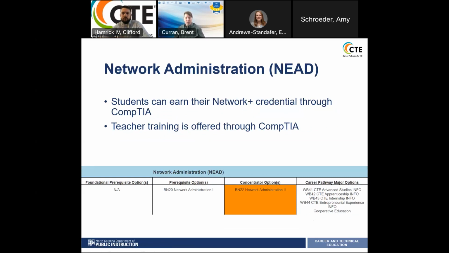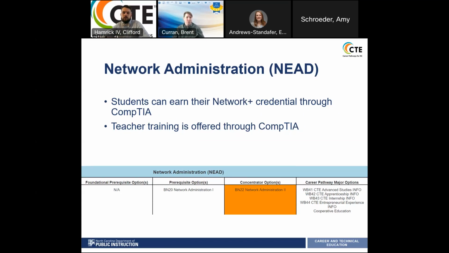All right, network administration. This is another pathway that I manage. This is another CompTIA curriculum. Teacher training is offered through CompTIA. Students will earn their Network Plus credential through CompTIA, which is comparable to the Cisco credential. I like to think Cisco is kind of the golden standard in networking and the internet and how things are running.